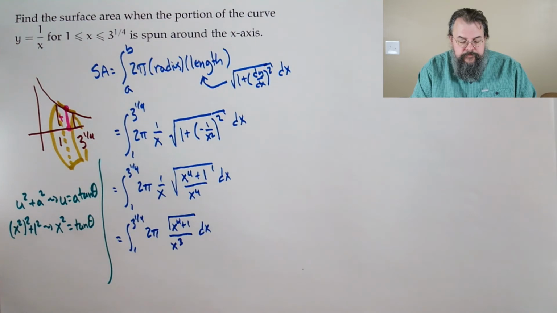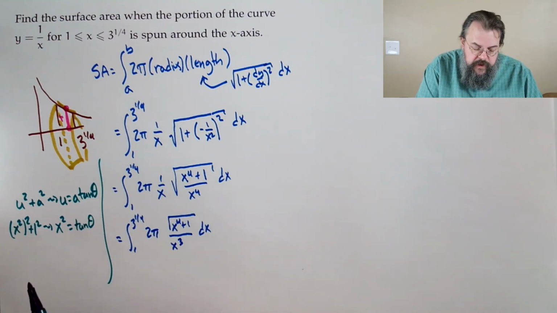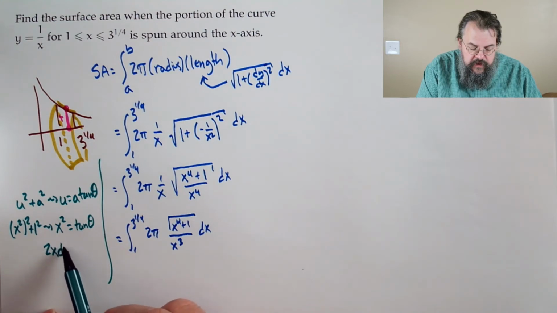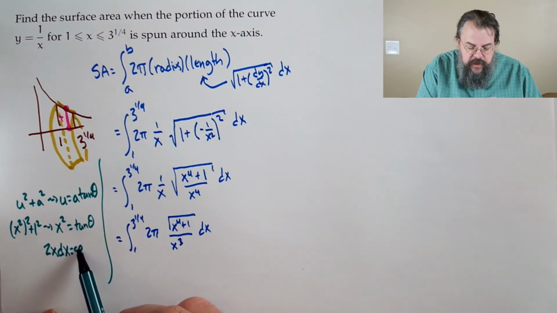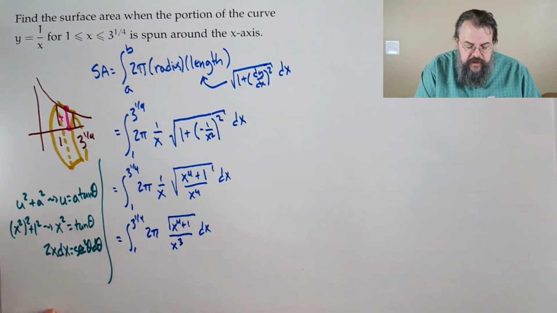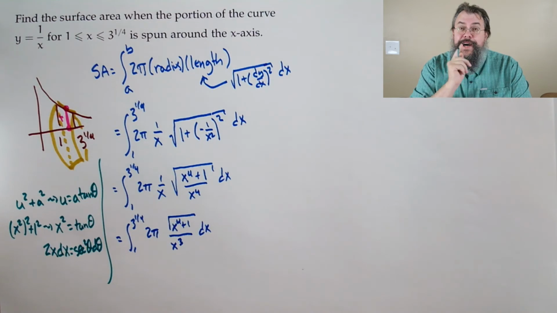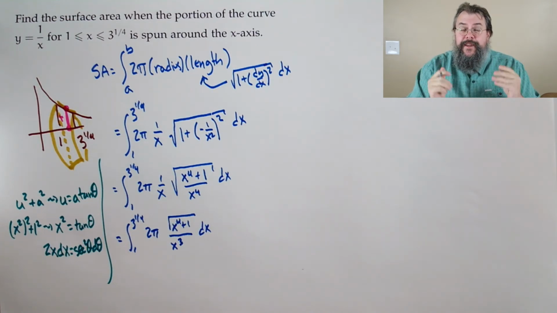Well, what's going to happen here? Well, we need to say that 2x dx equals secant squared theta d theta. And we say, well, do we have a 2x dx? Not quite, but maybe we can get there.